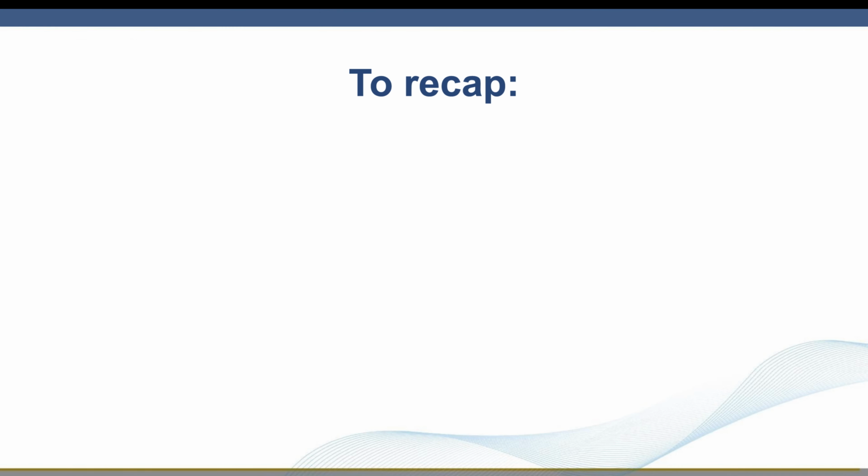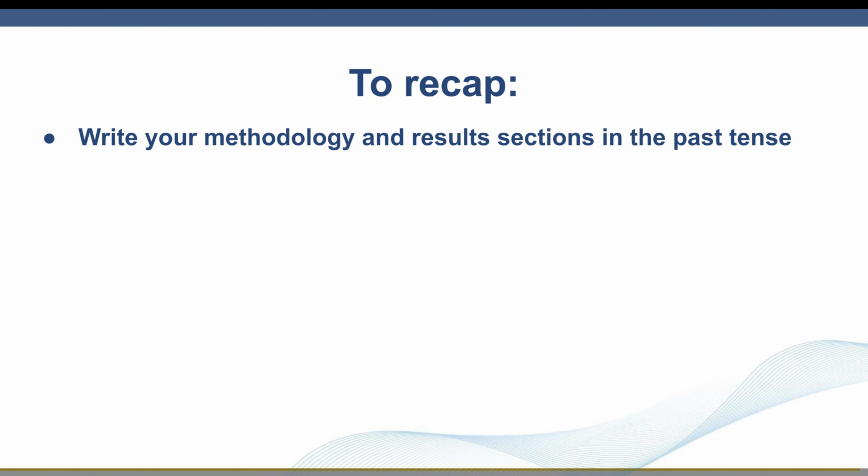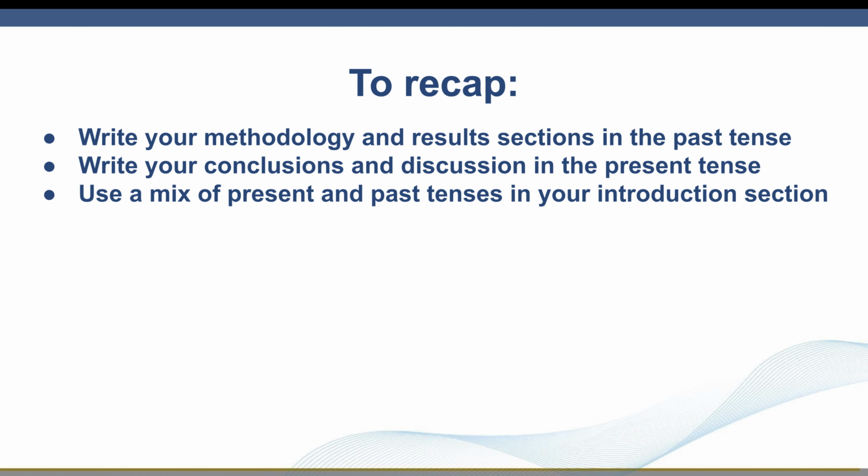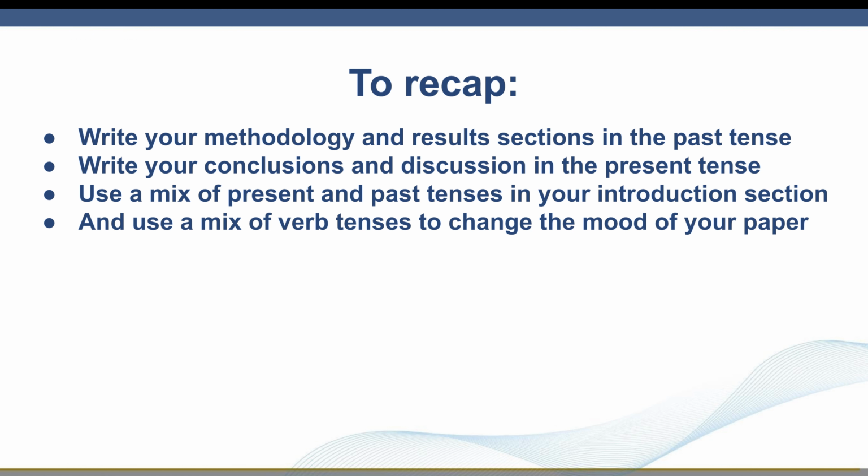To recap, write your methodology and results section in the past tense. Write your conclusions and discussions in the present tense. Use a mix of present and past tense in your introduction section, and use a mix of verb tenses to change the mood of your paper. Now you know how to use verb tenses in your research paper, and when to use multiple verb tenses in your research paper. By choosing the right verb tense, you can better guide the reader through your text.